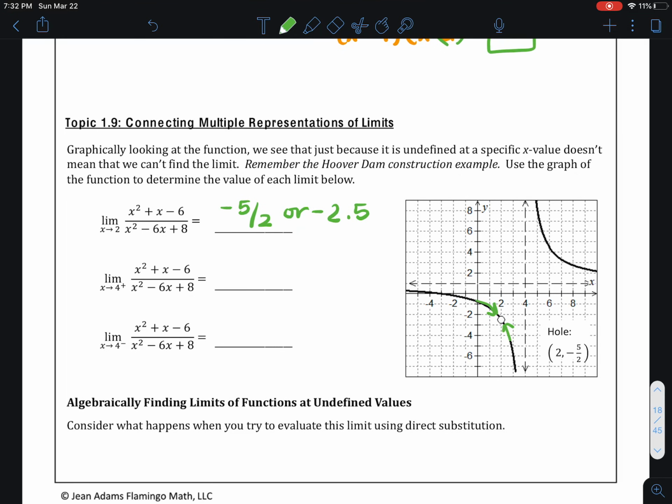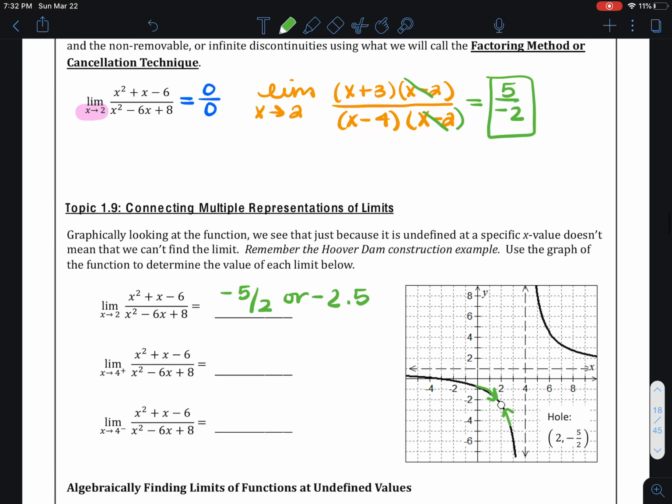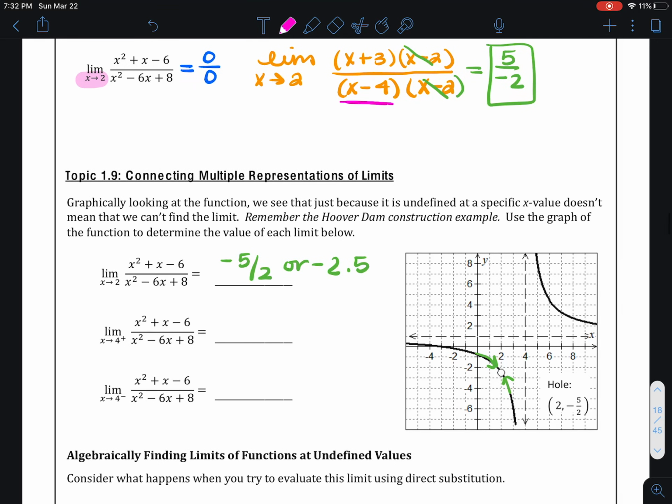But then what about as x approaches 4? When we look up here at our factored version, we can see we have an infinite discontinuity there. So then we're going to look and see how the behavior is to the left or the right.